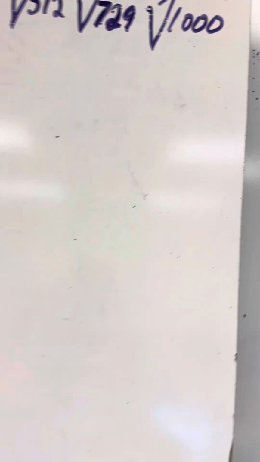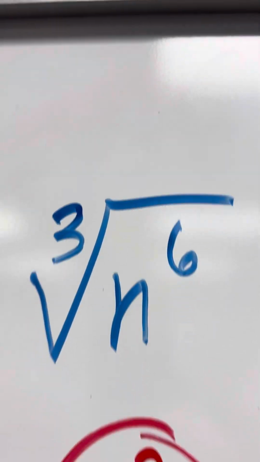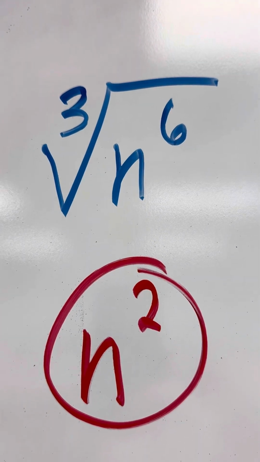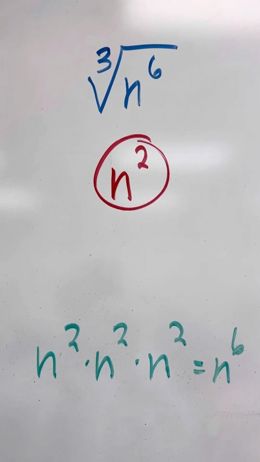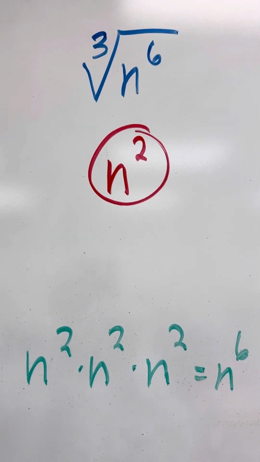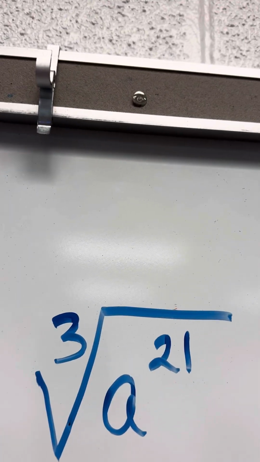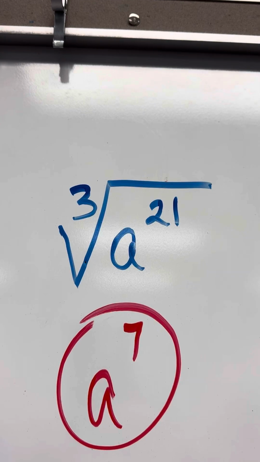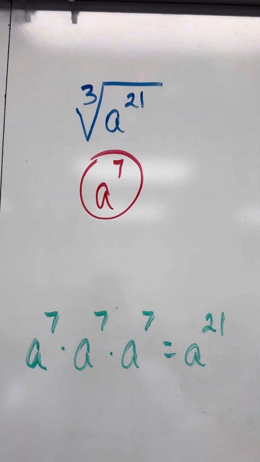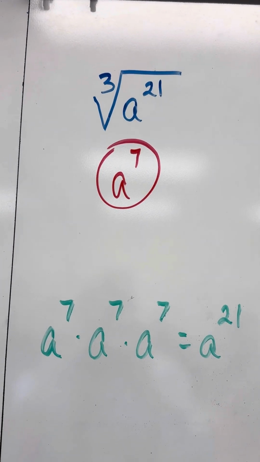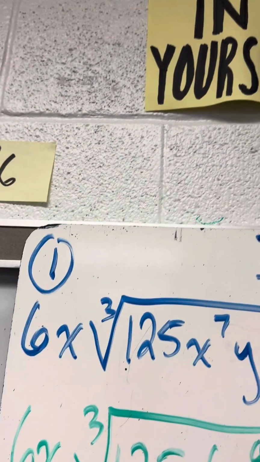Now, the cube root of n to the 6th would be n to the 2nd, right? Because n to the 2nd times n to the 2nd times n to the 2nd is n to the 6th, right? The cube root of a to the 21st is a to the 7th, because a to the 7th times a to the 7th times a to the 7th is a to the 21st, right? Okay, so we're going to simplify this.